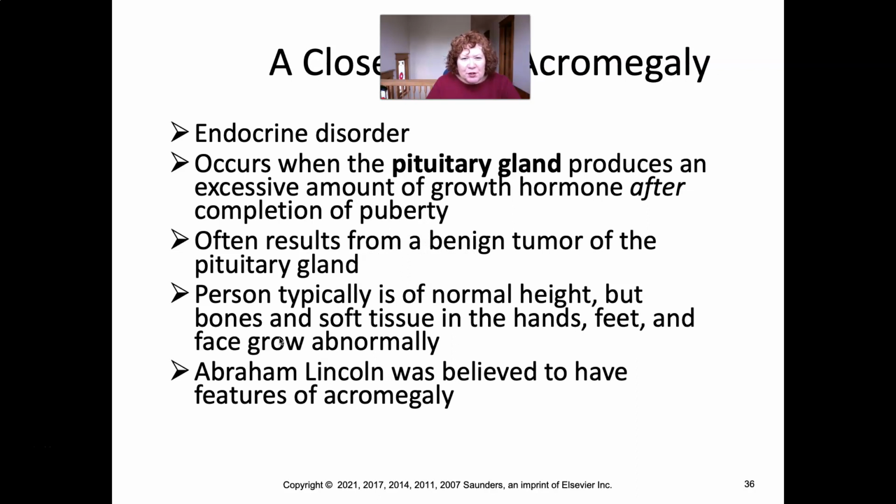Closer look, acromegaly. This is an endocrine disorder. It occurs when the pituitary gland produces too much of the growth hormone after someone has gone through puberty. They just keep growing and growing and growing. Sometimes it's because of a benign tumor of the pituitary gland. The person is of normal height, but their bones and soft tissue in the hands, feet, and face grow abnormally. Abraham Lincoln is a good example of someone who is believed to have the features of acromegaly.